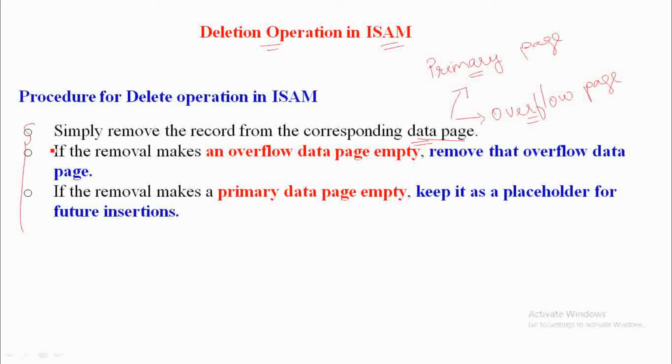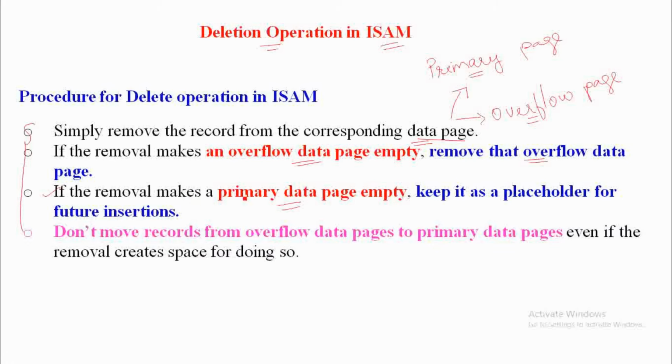If that record is removed from an overflow page, and if that removal makes the overflow page empty, then remove the complete overflow data page. And if that removal makes the primary data page empty, then it needs to be maintained as a placeholder for future insertions. It should not be removed. Even though the primary data page becomes empty after the removal, it should not be deallocated, because once the structure is created from root to leaf, that structure should not be changed. It remains constant because ISAM tree is a static tree. So that leaf node should not be deallocated. It needs to be kept as a placeholder for future insertion.